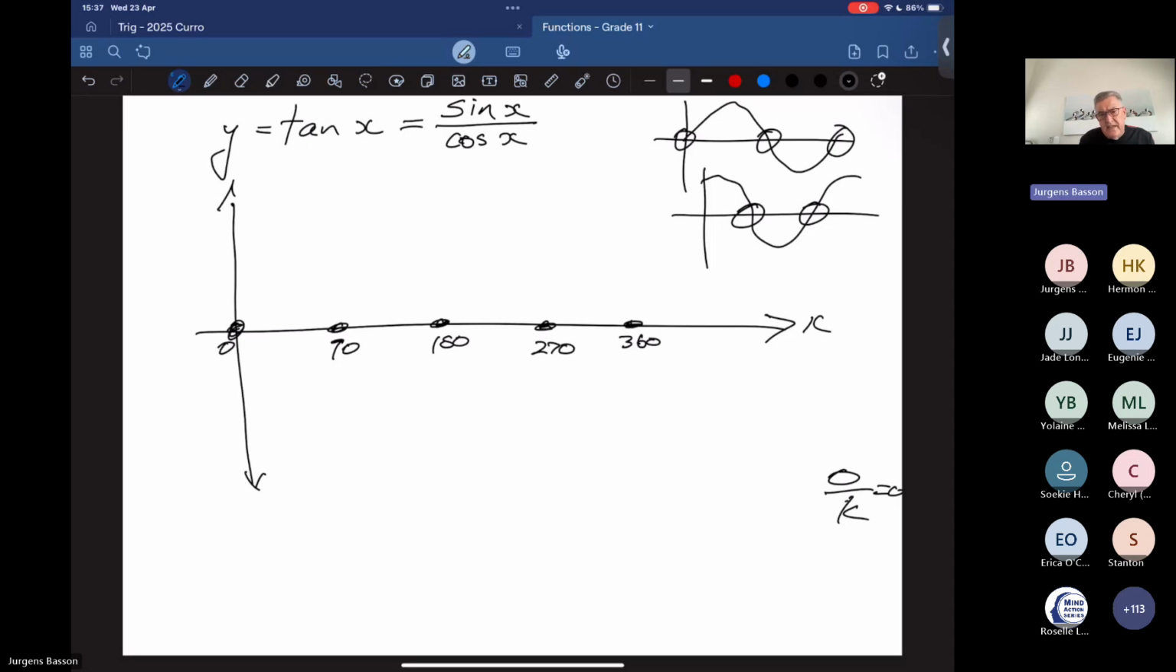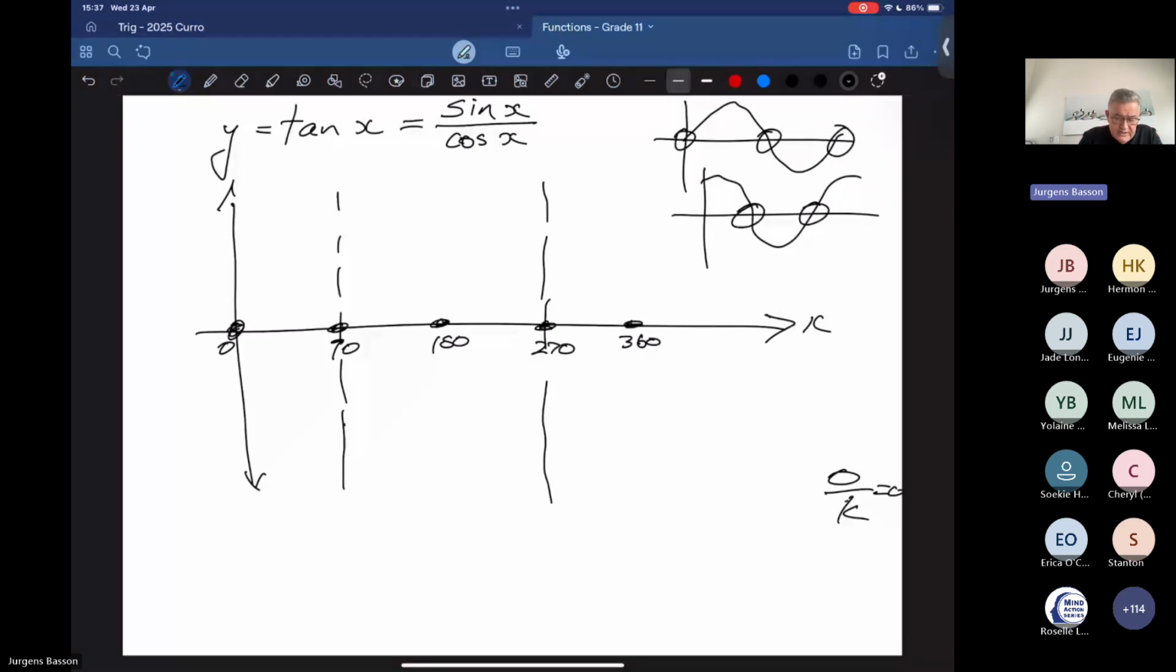And you can now see why I do it like this, because I want children to understand why a tan graph has asymptotes and sine and cos don't. That is the reason there are asymptotes: tan is sine over cos. So in terms of a drawing, for them to understand why the tan graph looks like this, is to look at sine over cos. Now we need to see how this graph is going to look.